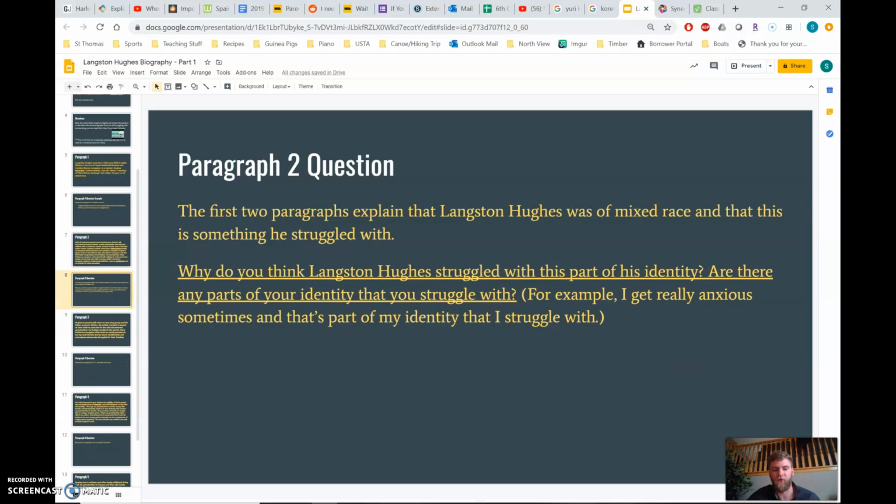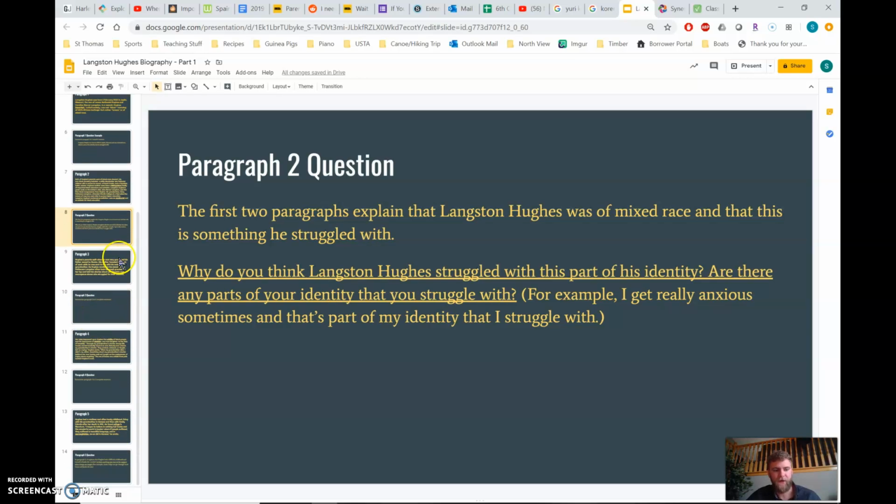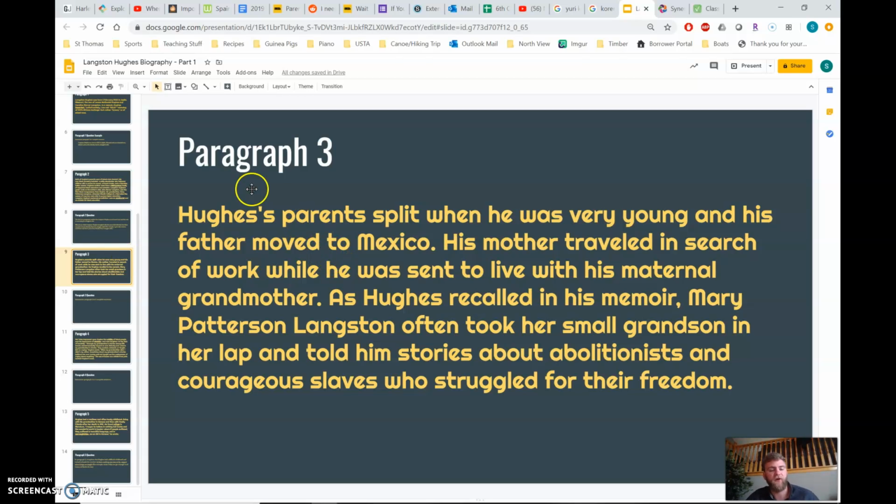No one else will see it besides me and you. But again, if it's too personal, don't feel like you need to share it. I don't want you to feel like that. All right, moving on. Paragraph 3.